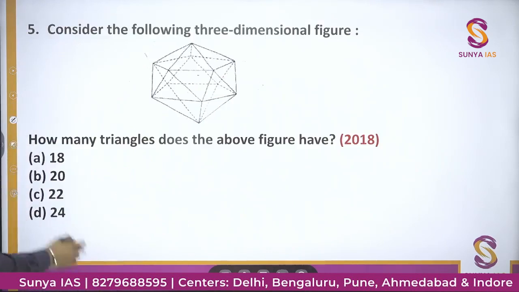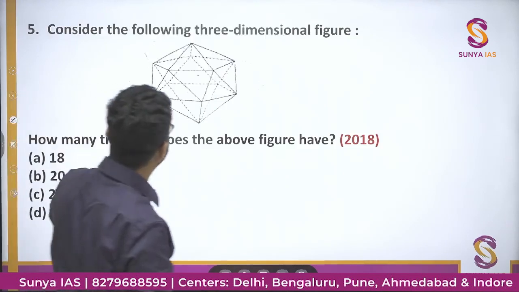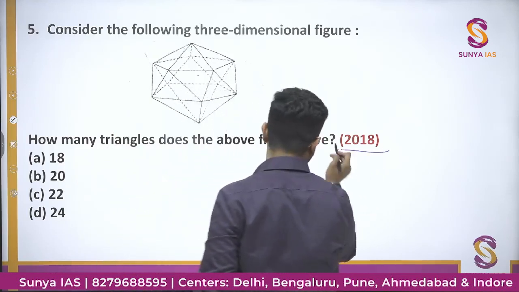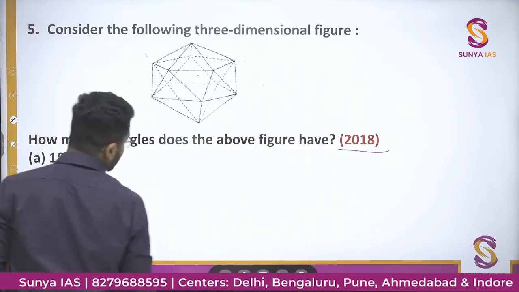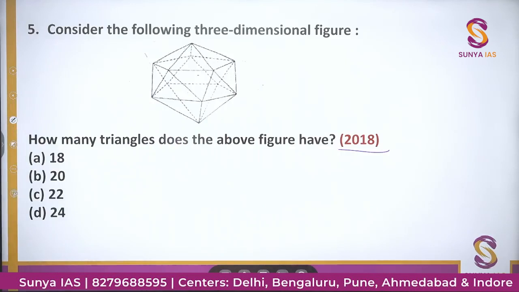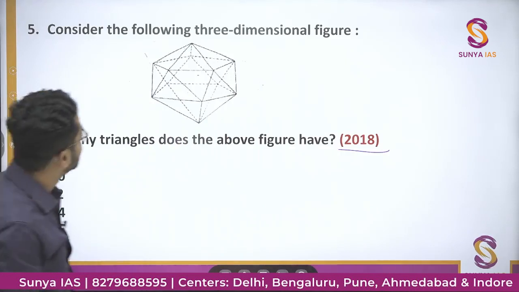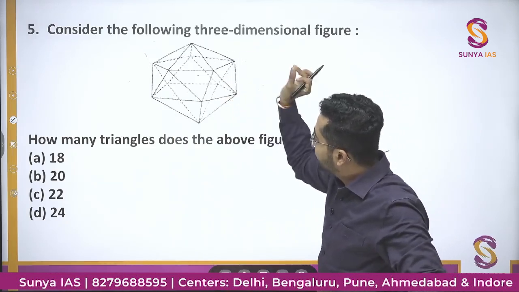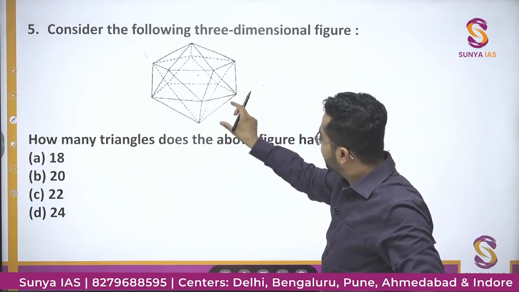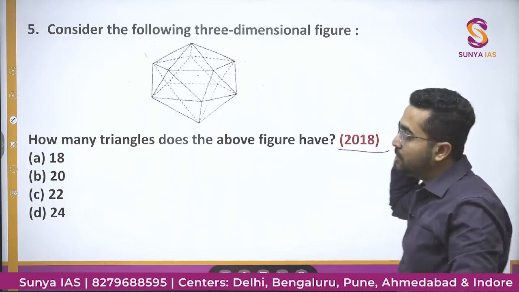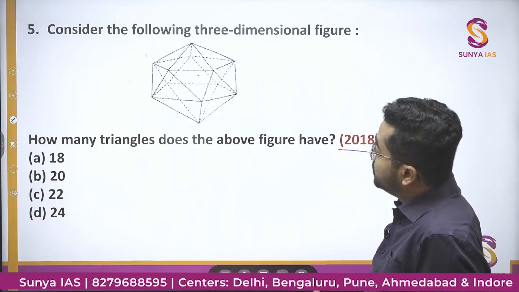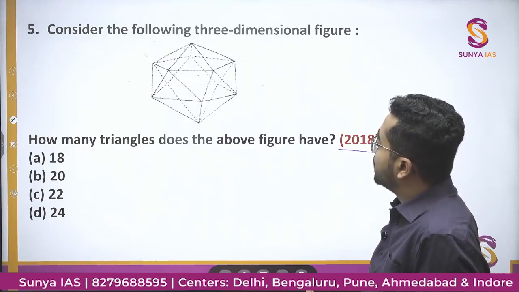Okay. So this is a three-dimensional figure given. This was asked in the year 2018. How many triangles does the above figure have? Ab dekho isme triangles solid side se bhi bane hai, dotted side se bhi bane hai, and you can see dotted and solid dono se bane hai. Theek? Ab aap aise count karne jaoge to yaar bada difficult lag raha hai, confusing sa bhi lag raha hai ki kya hai, kaise karna hai.